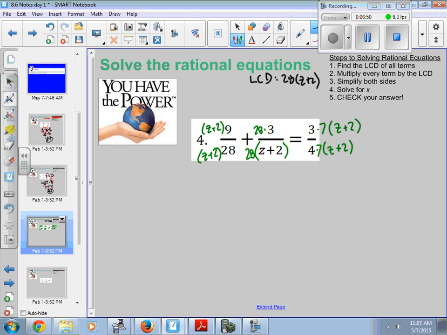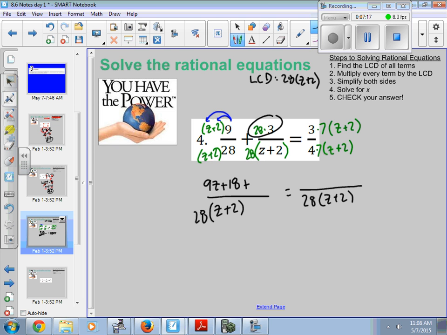So now we go through and we do some multiplying here. Our denominator all the way through should be z plus 2 times 28 on both sides. We just got to figure out what the numerator is going to be. There's some multiplying we're going to need to do here. We're going to have to distribute. That's going to be 9z plus 18. Here there's some multiplying. 28 times 3 is going to give us 84. Here we got some multiplying, 21.